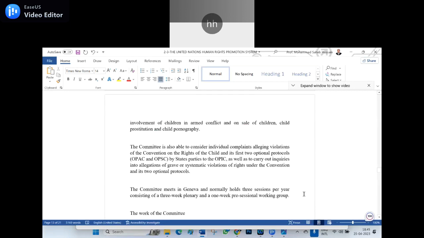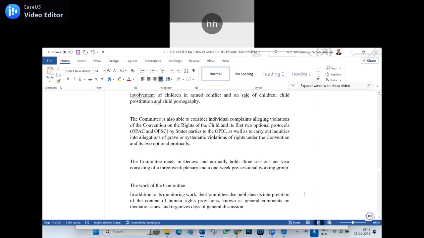and child pornography. Of course, the committee will take all precautions to see that the protocols, like OPAC, OPSC, are followed, that they should not be used for pornography, they should not be used for sex, they should not be used for armed conflict, and the grave and systematic violations raised in the convention and the two optional protocols.